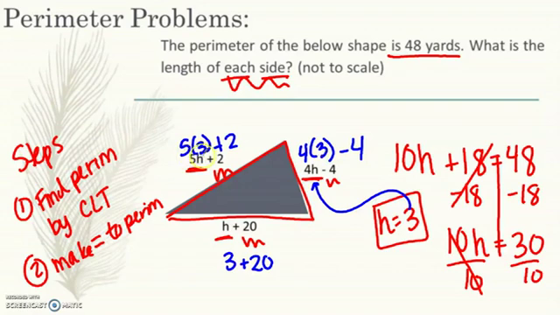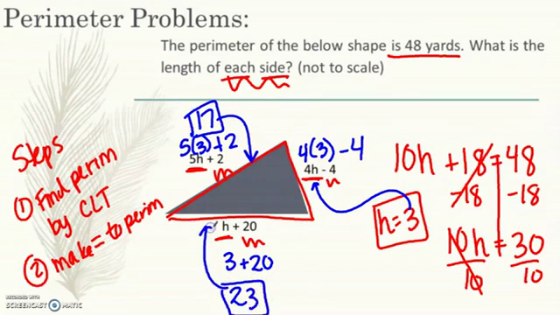5 times 3 is 15, and 15 plus 2 is 17. So this side length is 17. This one's super easy. 3 plus 20 is 23. So this side length is 23. 4 times 3 is 12, and 12 minus 4 is 8. This side length is 8. Okay? So that's a perimeter problem.